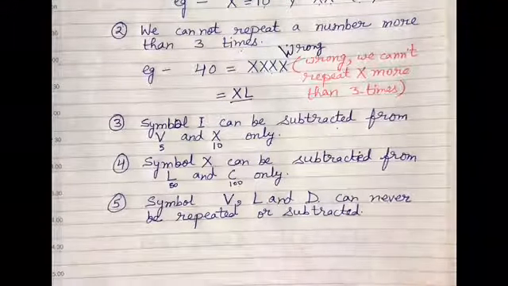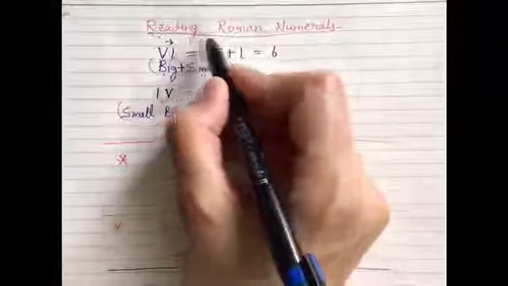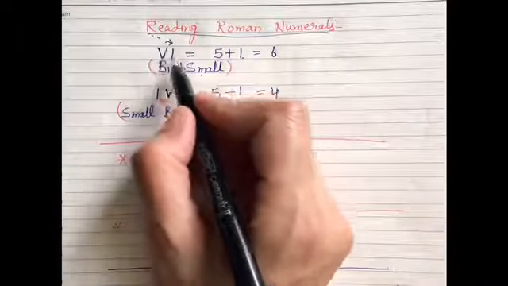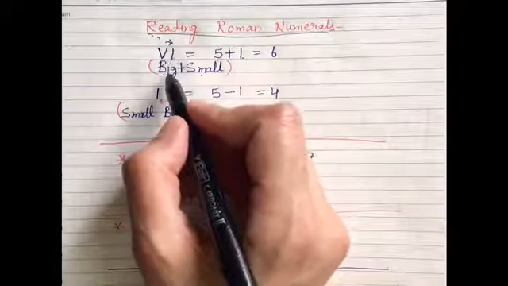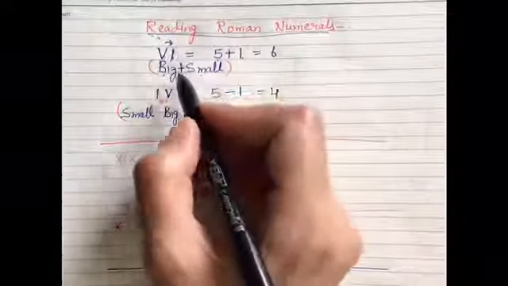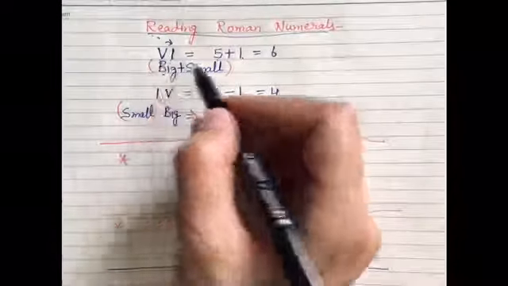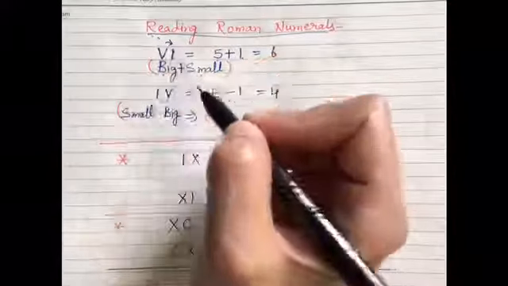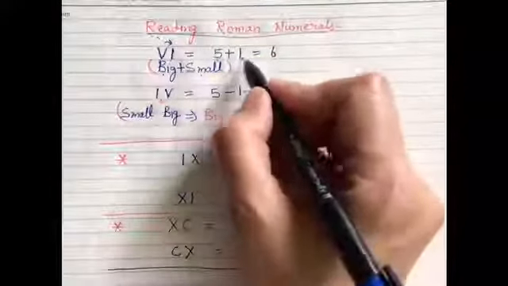Okay, next thing we will discuss is reading Roman numerals. For example, VI. Now we'll have to find out which number is at the right place and which is at the left. So it is V and I. V is 5 and I is 1. So 5 plus 1 is 6.